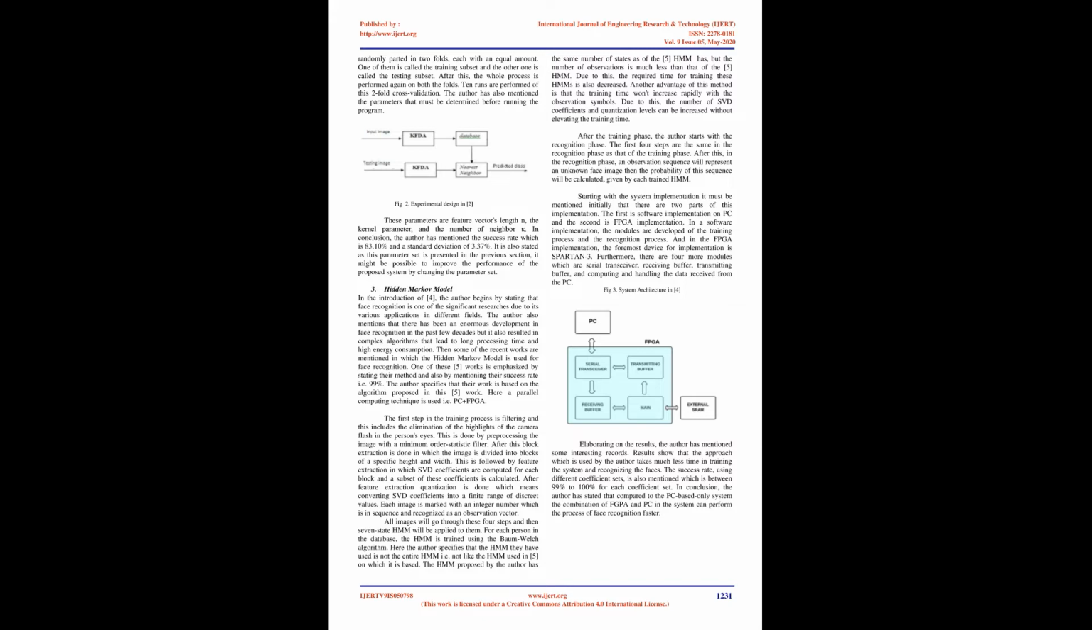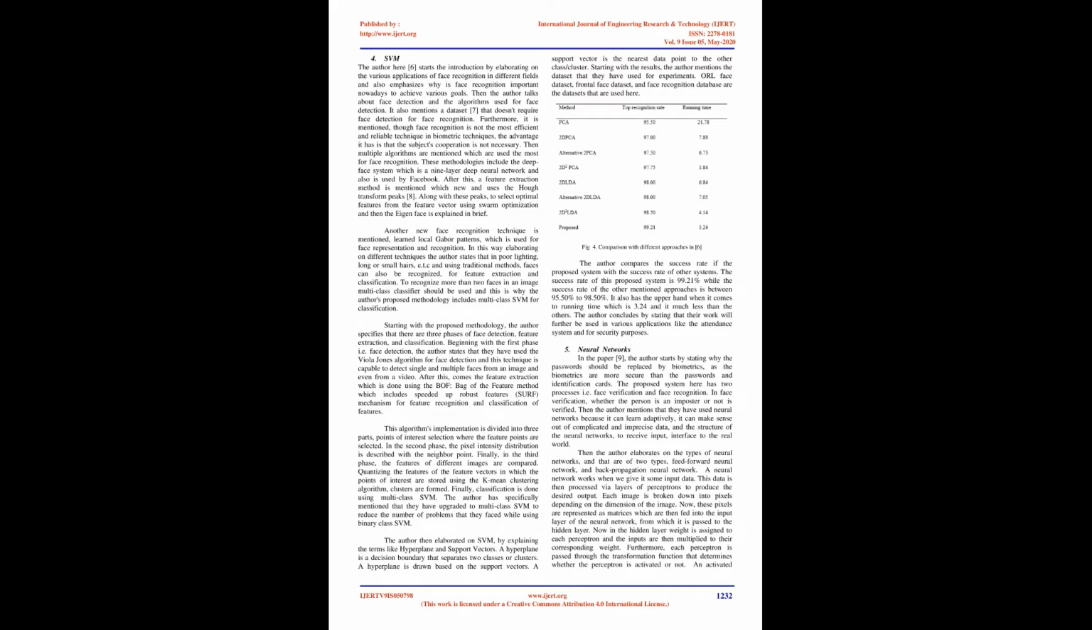After the training phase, the author starts with the recognition phase. The first 4 steps are the same in the recognition phase as that of the training phase. After this, in the recognition phase, an observation sequence will represent an unknown face image. Then the probability of the sequence will be calculated, given by each trained HMM.